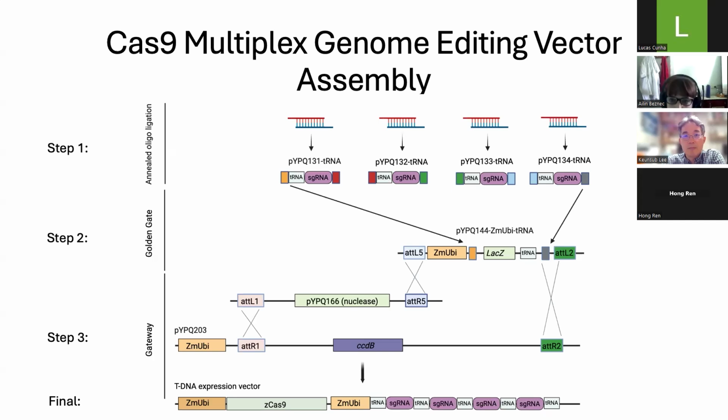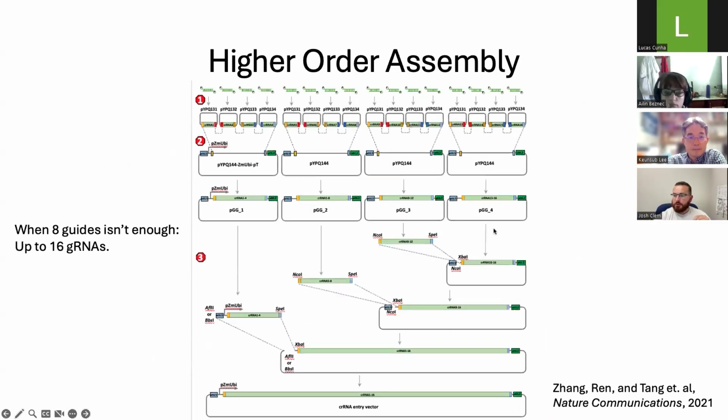Thanks for that explanation. So one more question related to this. For multiplex editing, how many guides can you use at the same time using this system? Sure, we've done up to 20, even with Cas12a. We've done up to 20 guide RNAs using a higher order assembly. Actually, this is showing 16 guide RNAs, but they edited, I think, up to over 20 target sites with this particular vector.